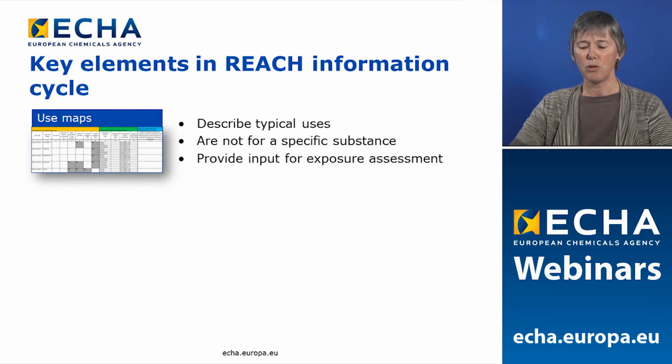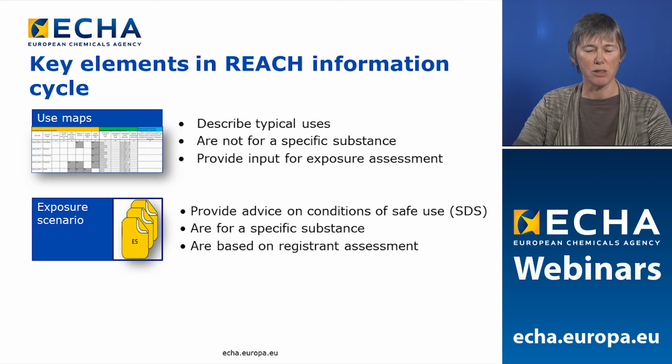But I'll start with an overview of the key elements that are in the information cycle. Now, first of all, we've talked about use maps. These describe the typical uses in a sector, and they're not for a specific substance. They're describing, for example, how a cleaning agent might be used in an industry or by professional workers, describing how adhesives might be applied. But they're providing the input for the exposure assessment that would be used by the registrant.